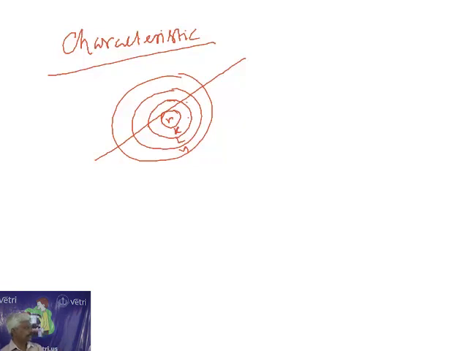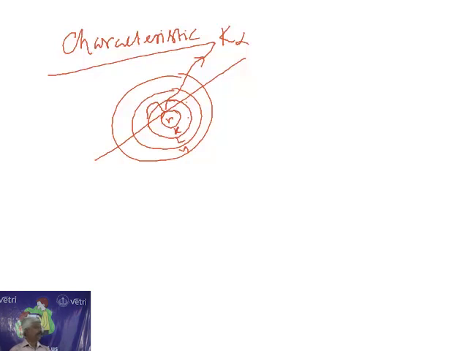If I remove this electron from the K shell, in order to fill this vacancy, an electron may jump from the L shell to the K shell. When an electron jumps from the L shell to the K shell, the difference in energy is emitted as radiation. That radiation is called characteristic X-ray, and this is called the K alpha line. If the electron comes not from the L shell but from the M shell to the K shell, it is the K beta line.